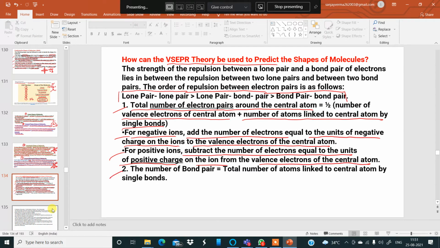And then number 2, the number of bond pairs is always equal to the number of atoms linked to the central atom by means of single bond. So this is also one written material for you all to be able to predict the shape of molecules. But better than this, I will show you a shortcut slowly in the slides to come.